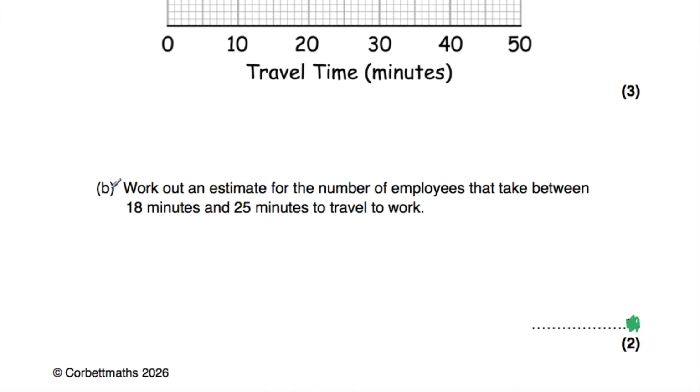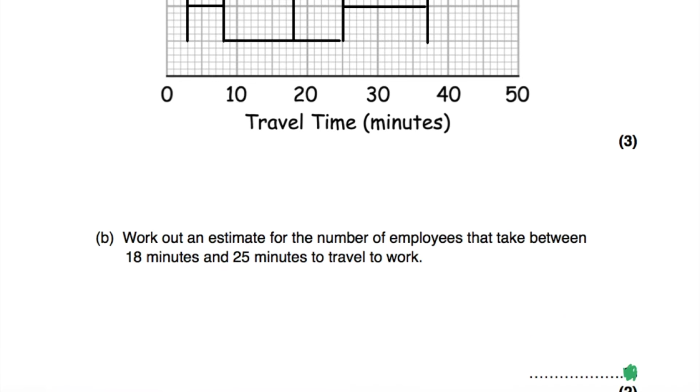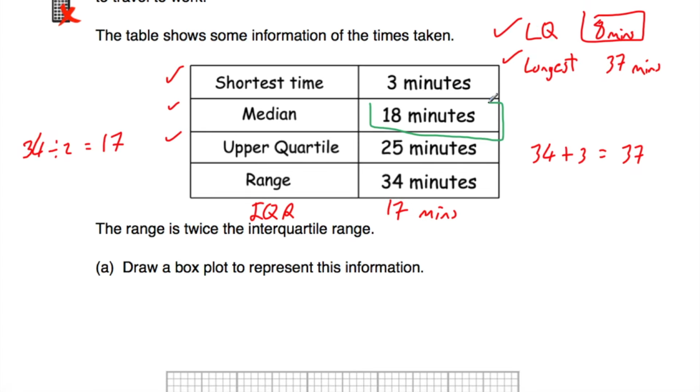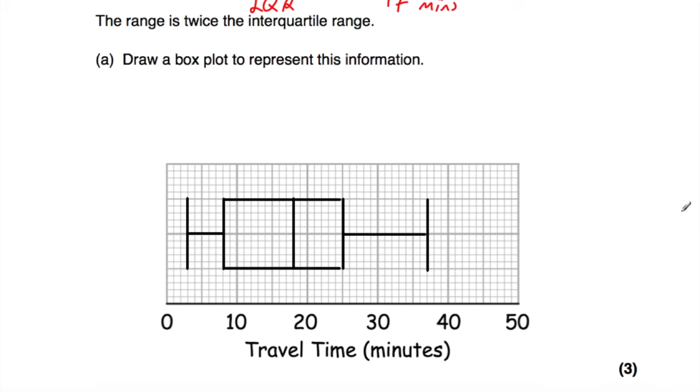Okay, then if we go down to Part B, it says work out an estimate for the number of employees that take between 18 and 25 minutes to travel to work. So 18 and 25 minutes. Now I recognise those values because 18 minutes is the median and 25 minutes is the upper quartile. So it wants to find out an estimate for how many employees take in between these 2 times. If we have a look at our box plot, between 18 minutes is this line here, so that's 18 minutes, and that's 25 minutes.